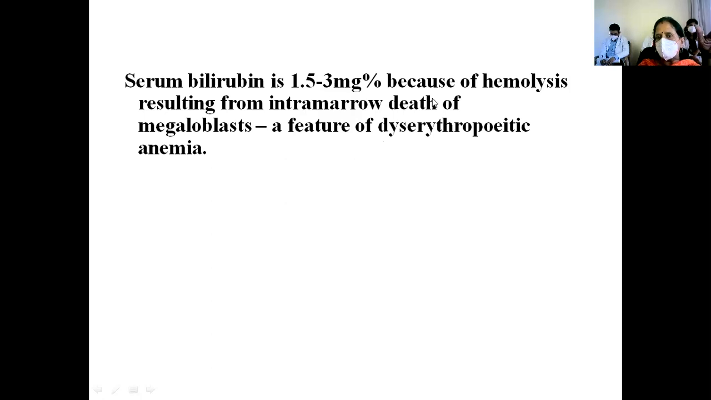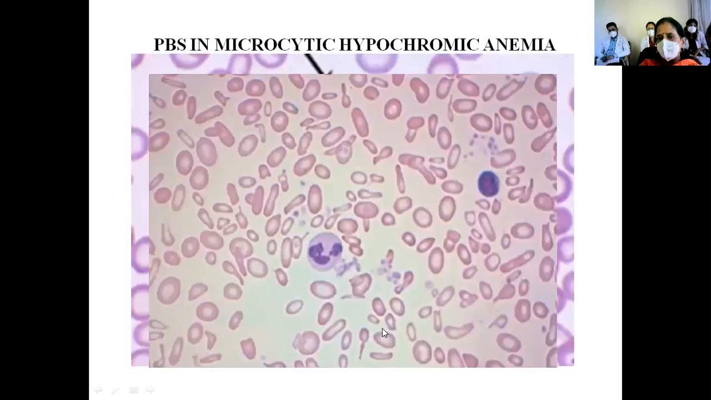Serum bilirubin could be increased because there is ineffective erythropoiesis. Before the RBCs are released, there will be lysis or intramarrow death of the megaloblasts. That is a feature of dyserythropoietic anemias.